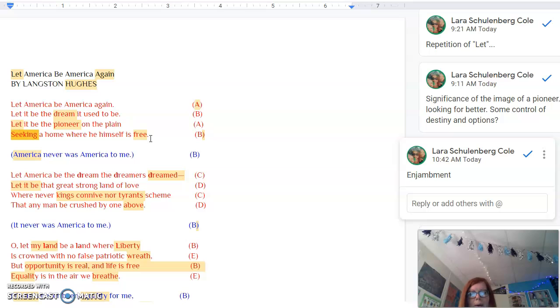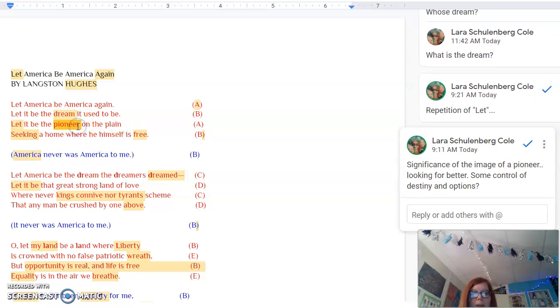So I might think about, why do those two lines work together? What's being pronounced there? I also saw a key word there, pioneer. I think pioneer is an interesting word because we look at, all right, a pioneer, someone looking for something better, looking to have some control over their destiny and access to some more options. So we see that being established there in that first stanza.